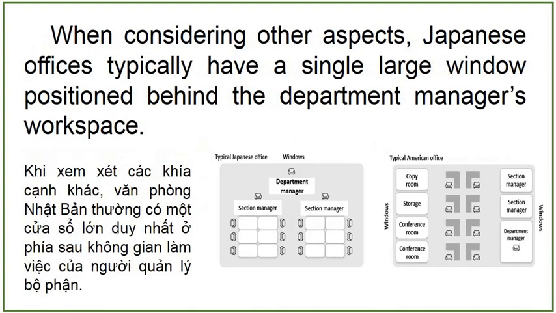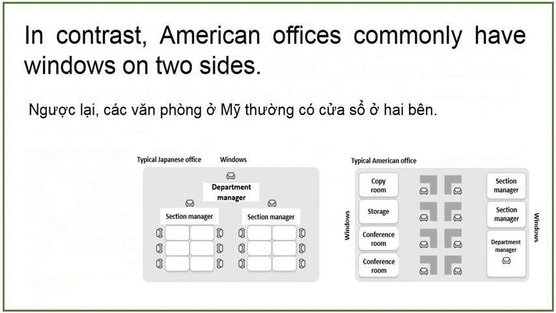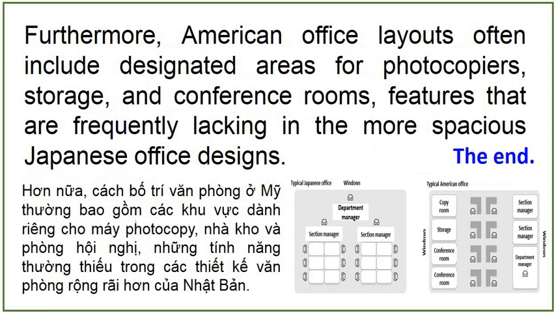When considering other aspects, Japanese offices typically have a single large window positioned behind the department manager's workspace. In contrast, American offices commonly have windows on two sides. Furthermore, American office layouts often include designated areas for photocopiers, storage, and conference rooms, features that are frequently lacking in the more spacious Japanese office designs.